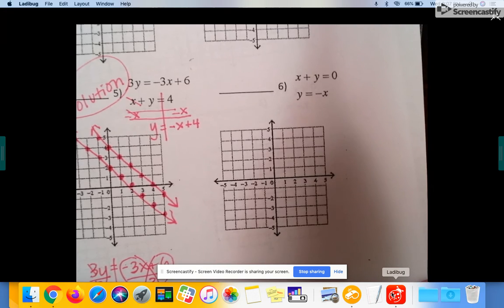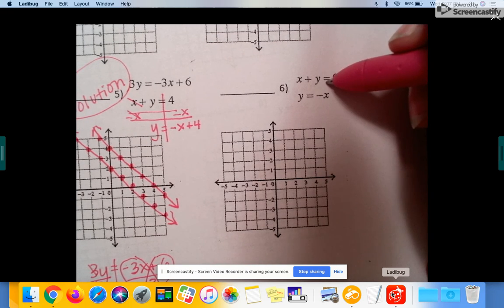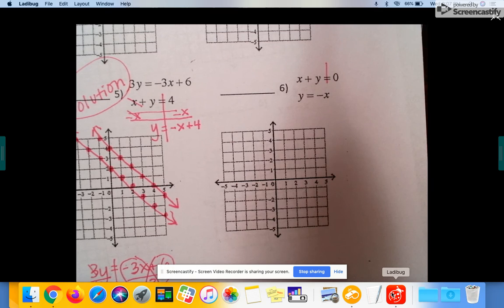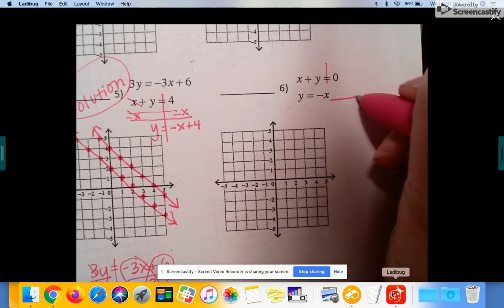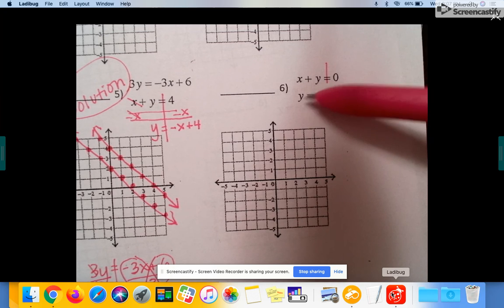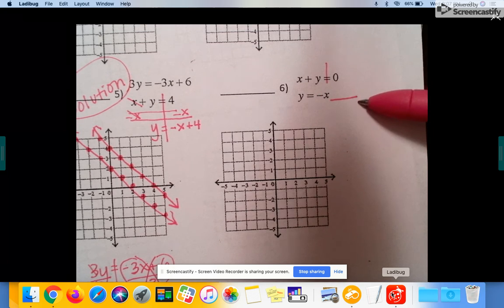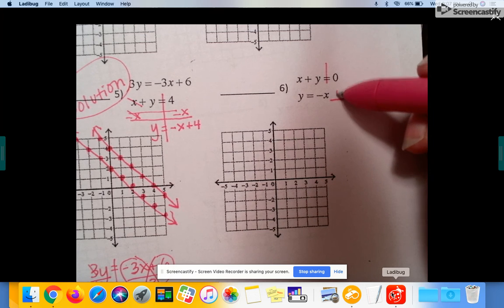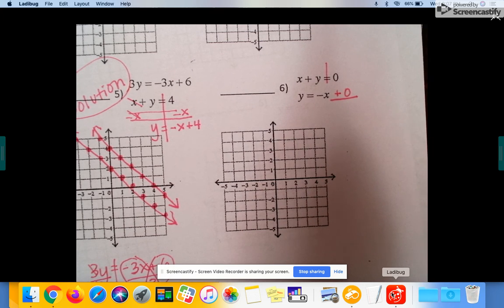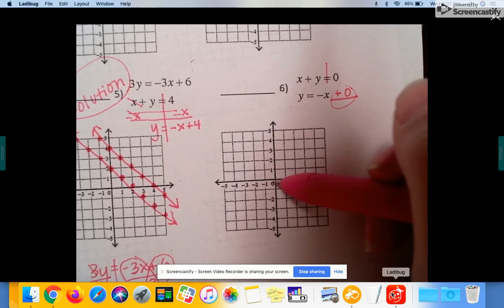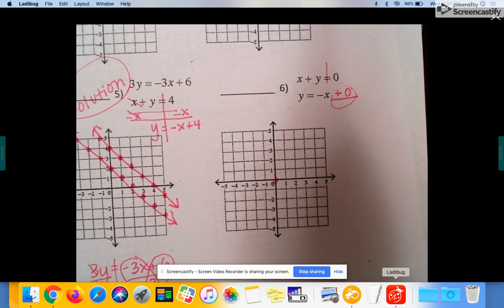All right, I think you guys can try the last one on your own. Y is almost by itself up here, y already is by itself here. Quick reminder, if there's no y-intercept, if the second equation, y equals -x, has nothing after it, the y-intercept is +0. So your first dot on this one should be at 0. Okay, finish the rest by yourself. Good luck.